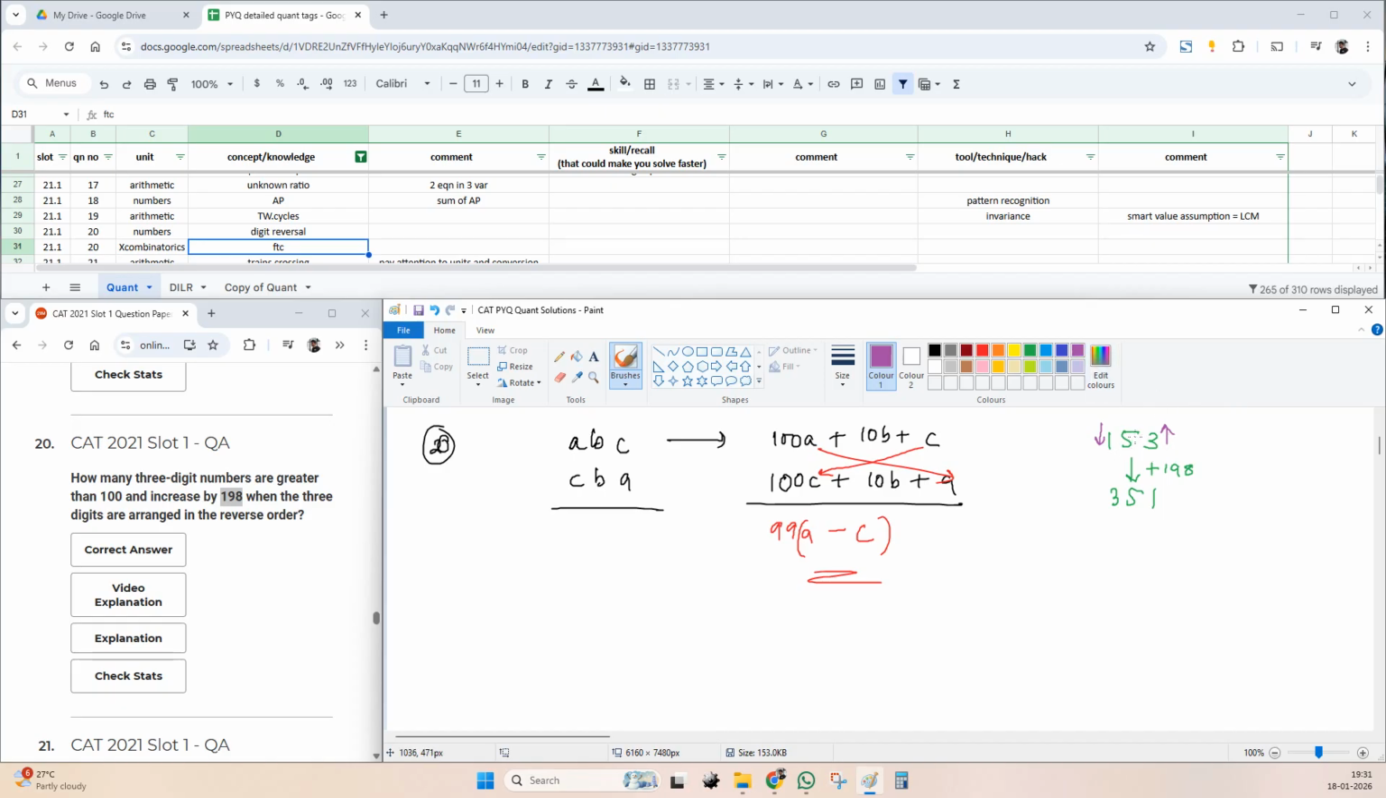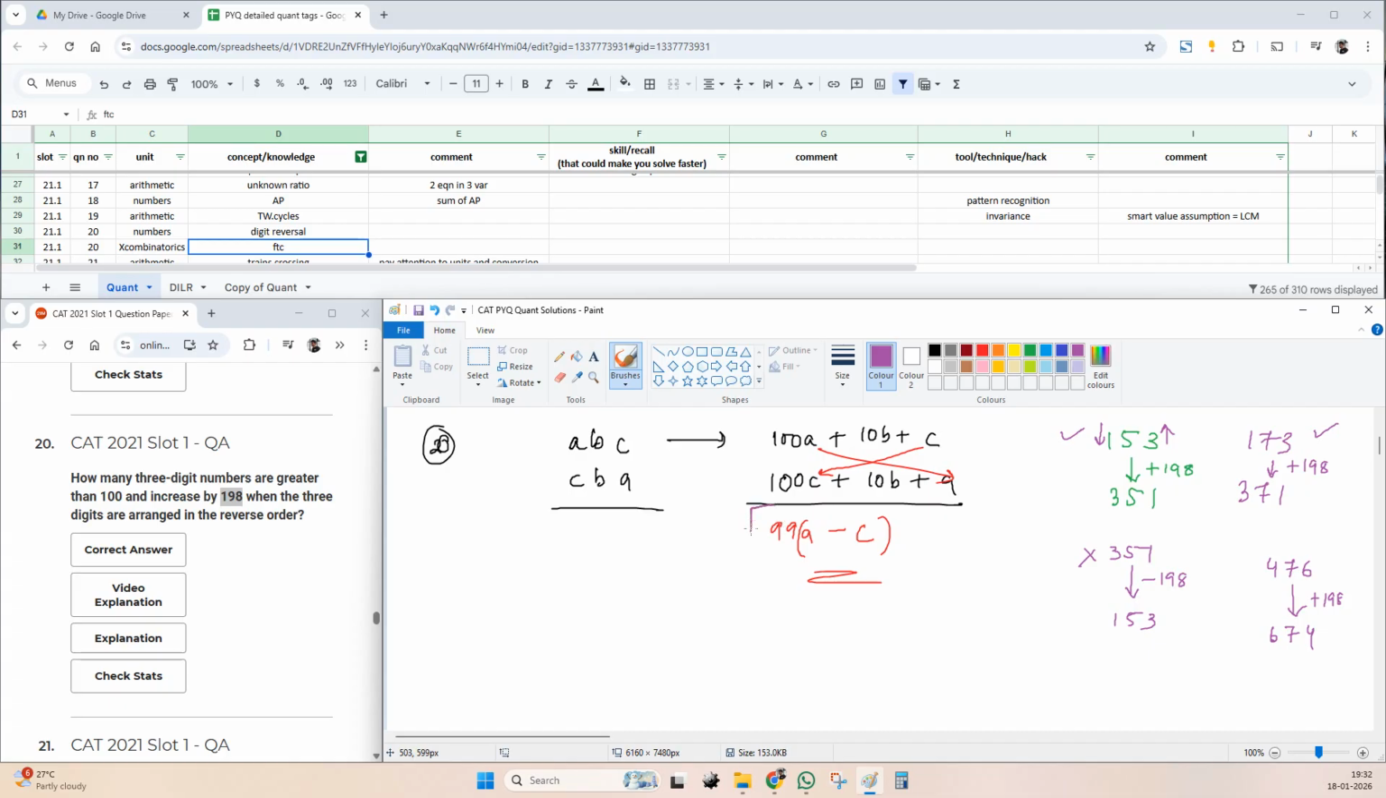Now this is true even if I change the middle digit, let's say 173, 371, they also differ by 198, and 173 will increase by 198 when you reverse it, plus 198. This is not true for 351. If you start with 351, you'll have to reduce by 198 to get to 153. So this does not work. This works. And instead of 1 and 3, I can say 4 and 6. 476 increases by 198 to give you 674.